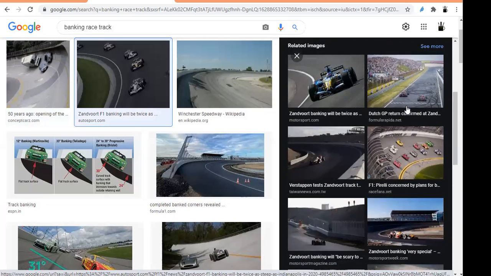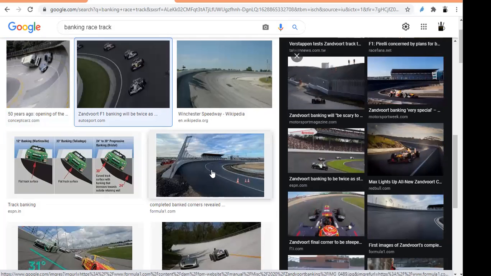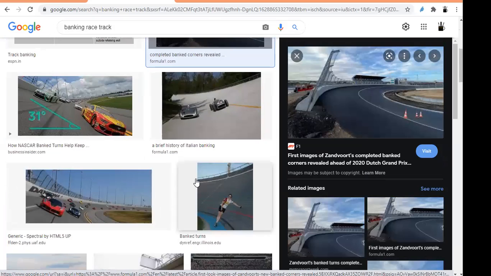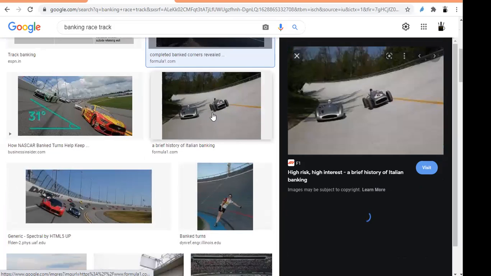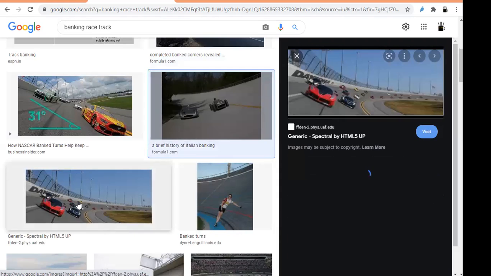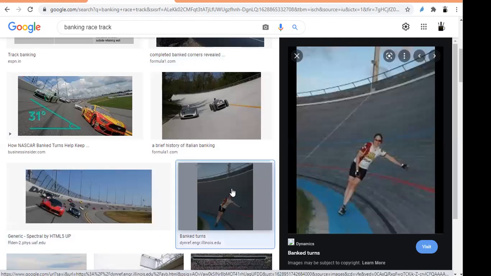So why do you think they have to do this banking in the race tracks? Any idea? This is how competition will increase. Basically, you can easily overtake here. Plus, it gives you enough speed, and then there'll be stability also. This is a beautiful picture. Look at this. The actual road is like this. This lady is standing straight like this, and you can see the race tracks are like this. So it's almost like vertical.